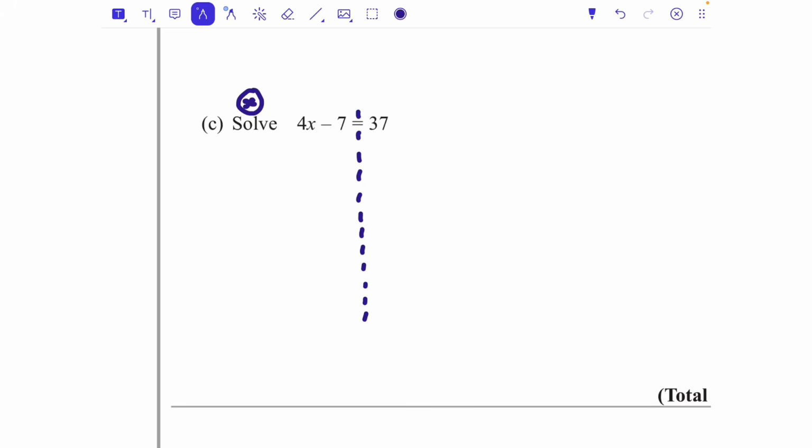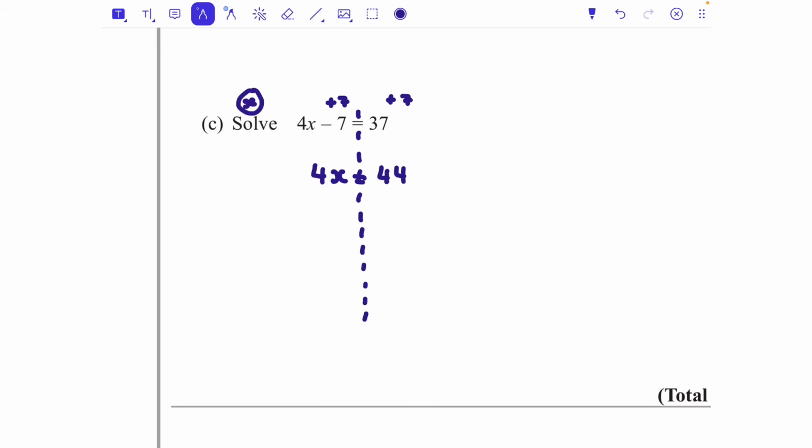So to get the x on its own, the first thing I'm going to do is add 7 to both sides. So that would leave me with 4x on the left-hand side, because I've added 7 to get rid of the minus 7, and that equals 44 on the right-hand side, because I've been able to add that 7 on to the 37, because they're like terms.